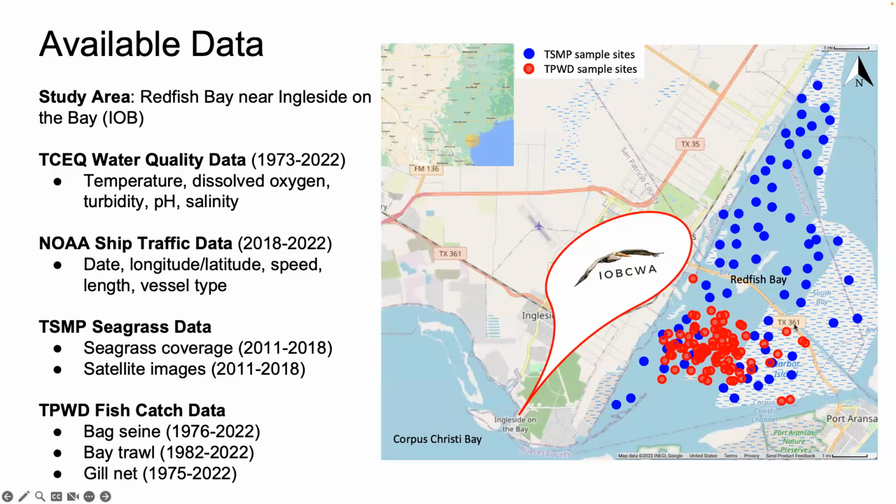And so this graph that we're seeing here is where all of that data overlaps. As you can see, some of this data has been collected since the early 1970s. The ship traffic data we were only able to obtain starting in 2018. So we did struggle with having some of that data overlap, and we'll discuss that later. But this is showing where our data overlapped and where we chose to focus this project.